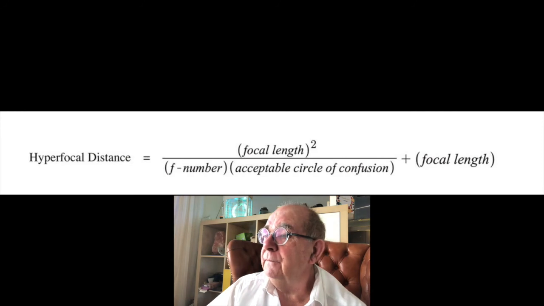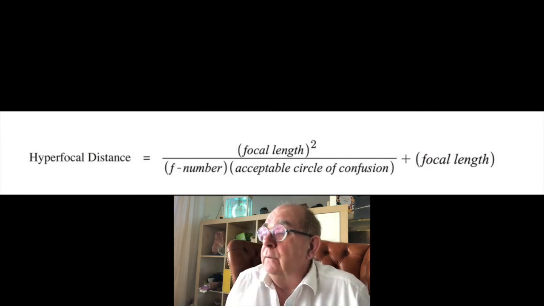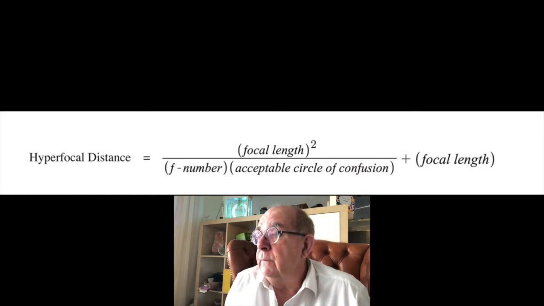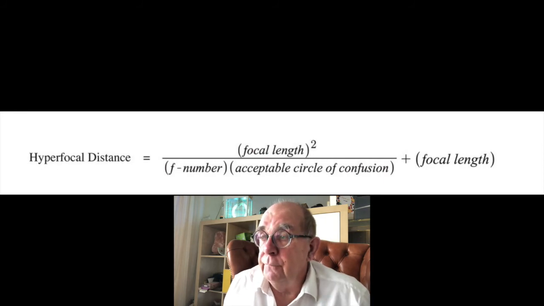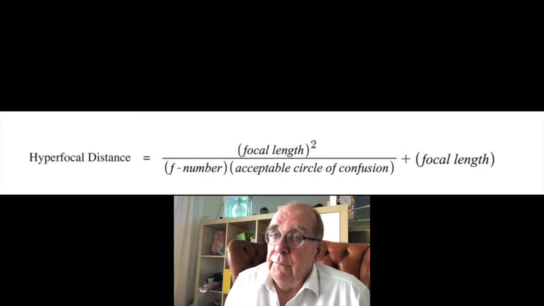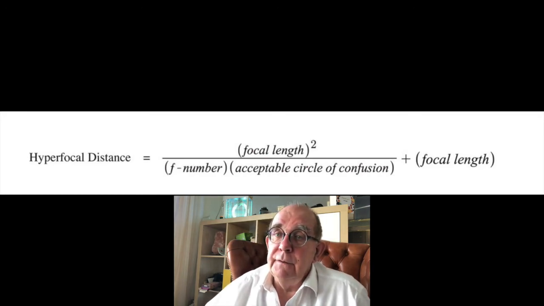There's a formula for this, obviously, and that is that the hyperfocal distance equals the focal length squared divided by the f-stop times an acceptable circle of confusion plus the focal length. You can use it, or you could download an app that will give you the actual distances involved in this. And the thing to do really is to test this out to see how you get on. And that's about it. That's hyperfocal distance.